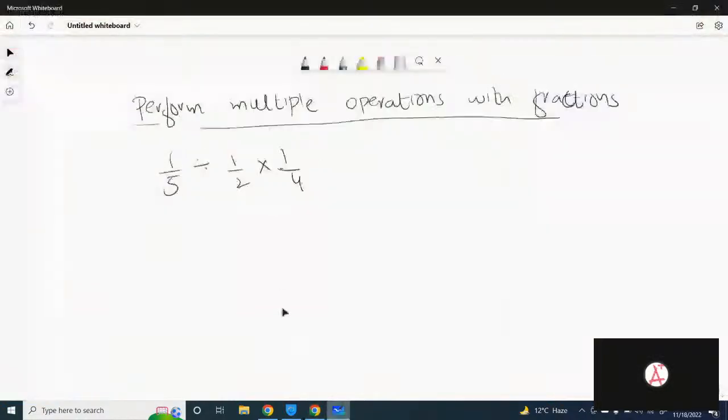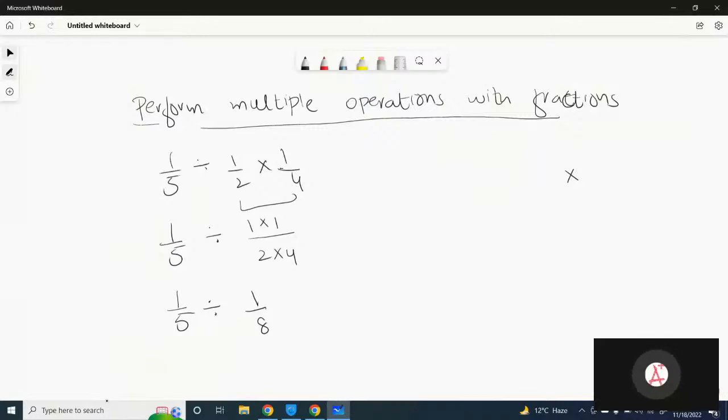Okay, so first of all, division and multiplication are on the same level. Got it? But first we do multiplication. So let's start doing the multiplication. When you multiply two fractions, you need to do numerator times numerator and denominator times denominator. Write 1 by 5 as it is because we have nothing to do with 1 by 5 at this step. 1 times 1 is 1 and 2 times 4 is 8. Got it? Now you have to divide 1 by 5 by 1 by 8.